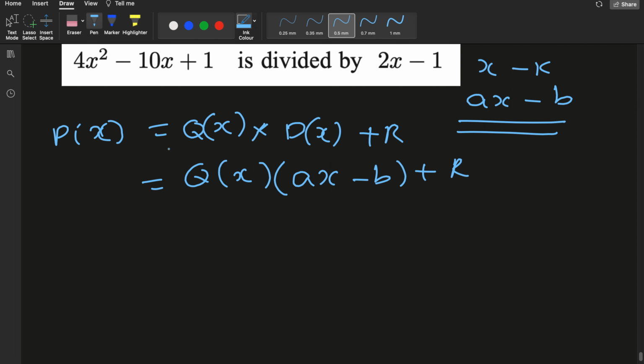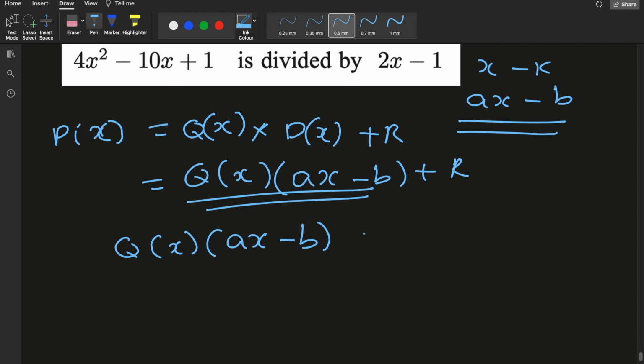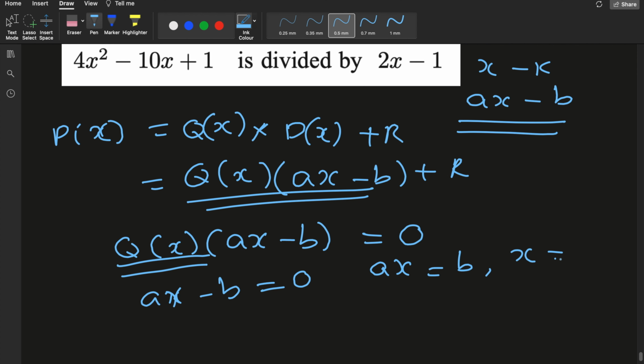So we have to make this term 0. So we can write q of x into ax minus b equals 0. So this, the quotient, we're not 100% sure that it's going to be 0. In most cases, it's never going to be 0. So we are supposed to make this 0. So ax minus b equals 0. So upon rearranging, we get ax equals b and x equals b by a.